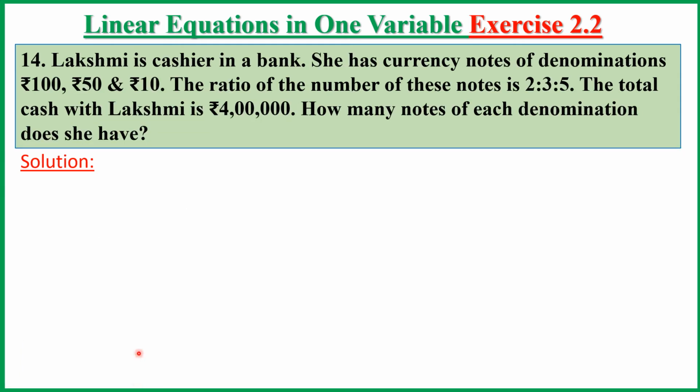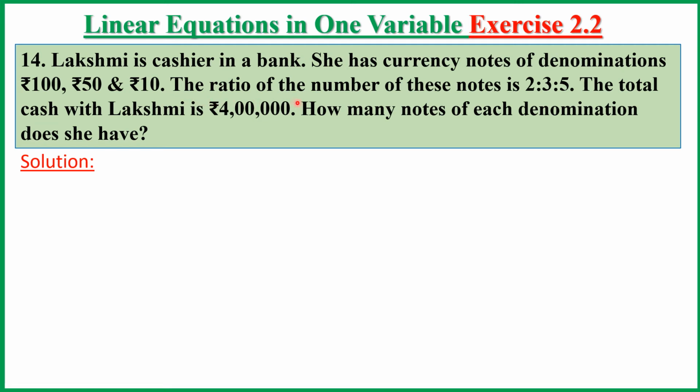Moving to question number 14. Lakshmi is a cashier in a bank, so she works in a bank. She has currency notes of denominations rupees 100, rupees 50, rupees 10. So she has only 100 rupee notes, 50 rupee notes and 10 rupee notes.